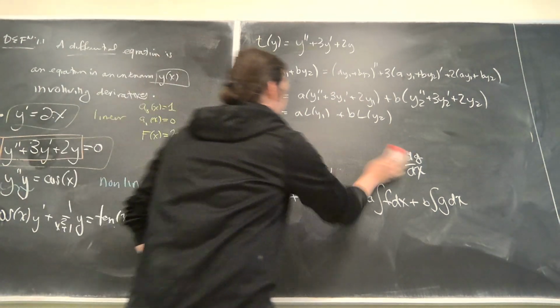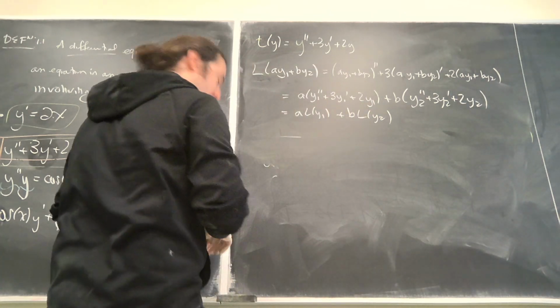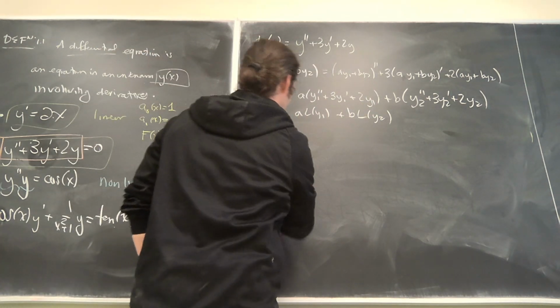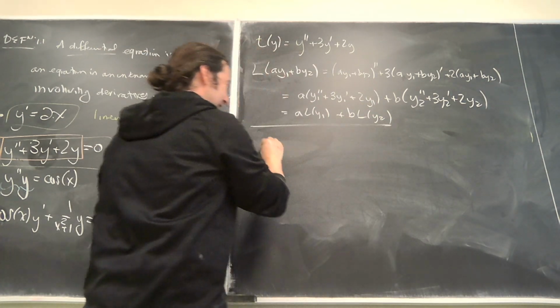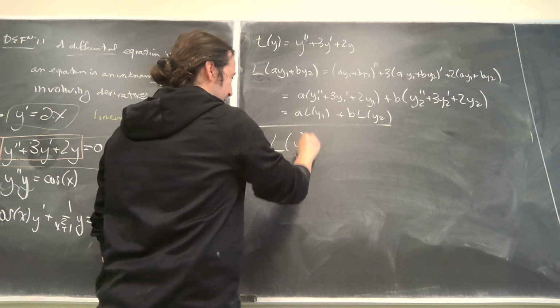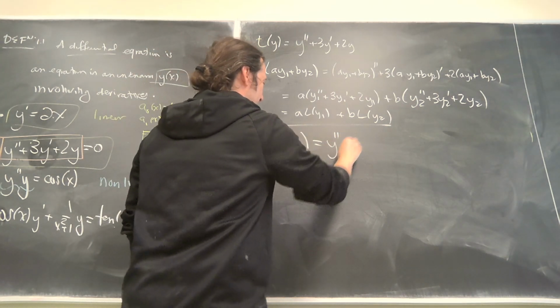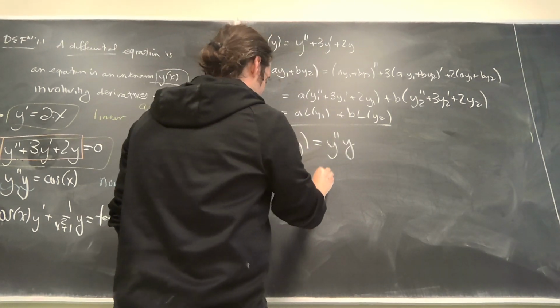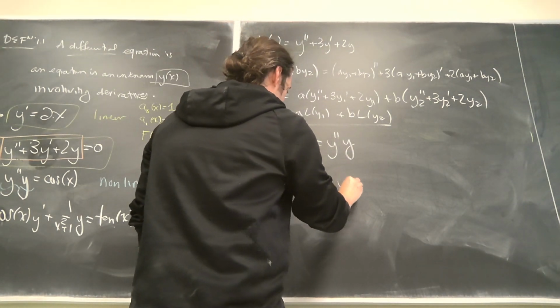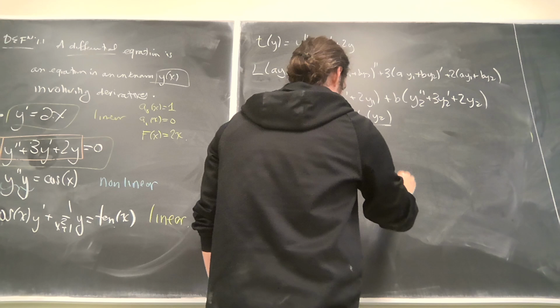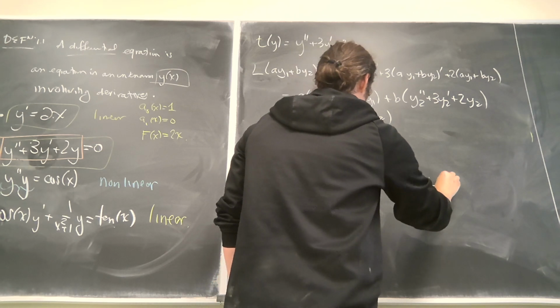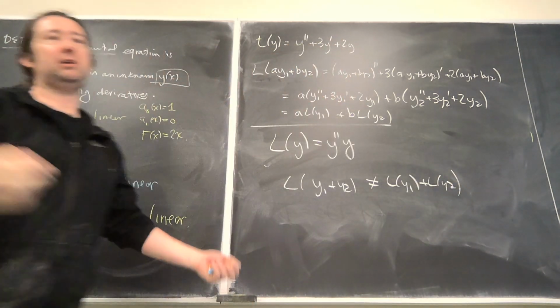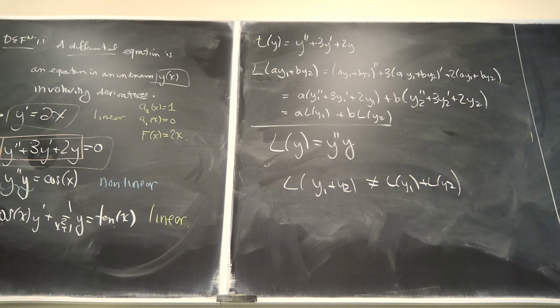it's probably an amusing exercise if you're bored already on day one of your third quarter. You could check that if I gave you the function L of y equal to y double prime times y, that L of y1 plus y2 is definitely not equal to L of y1 plus L of y2. Calculate them both, it will be obvious that's not true. So that is nonlinear, and actually what screws it up is the fact there's this product in here. Foiling happens.